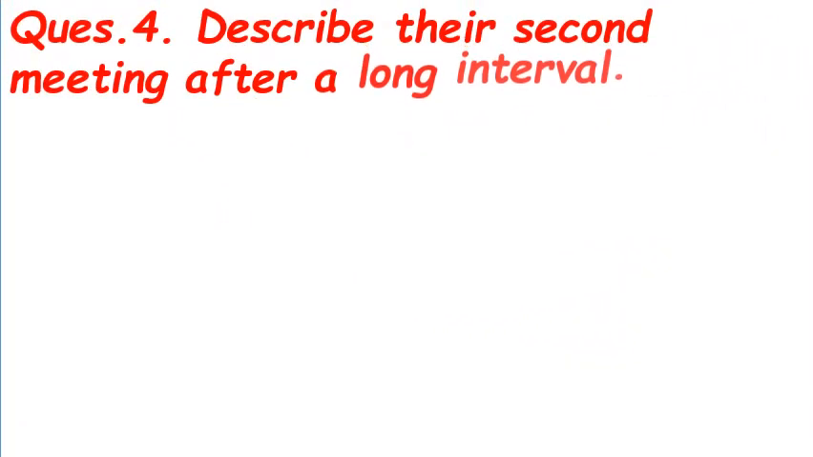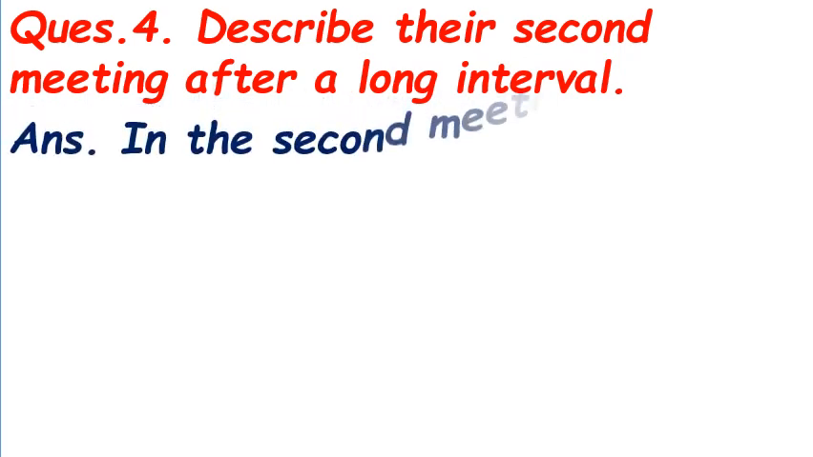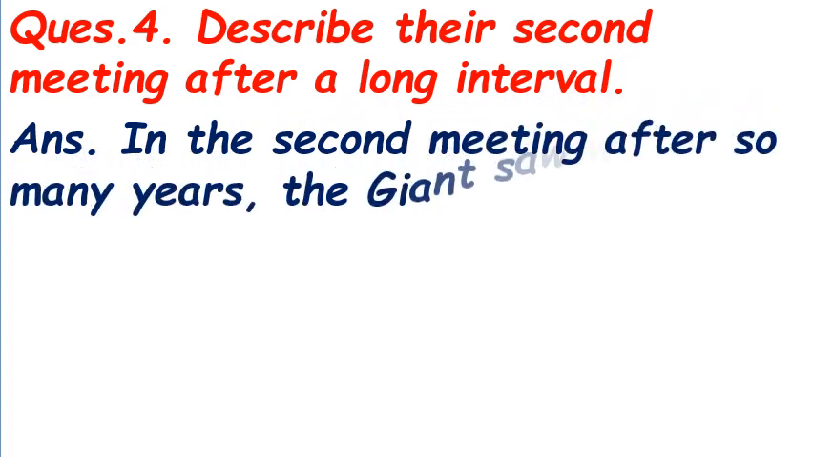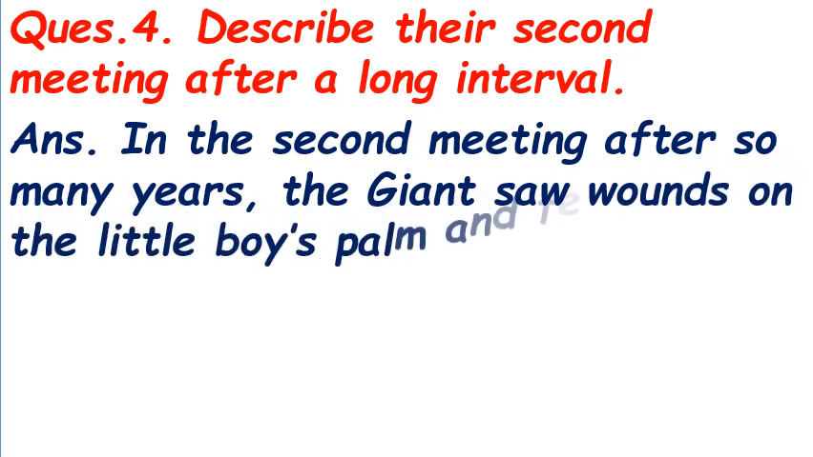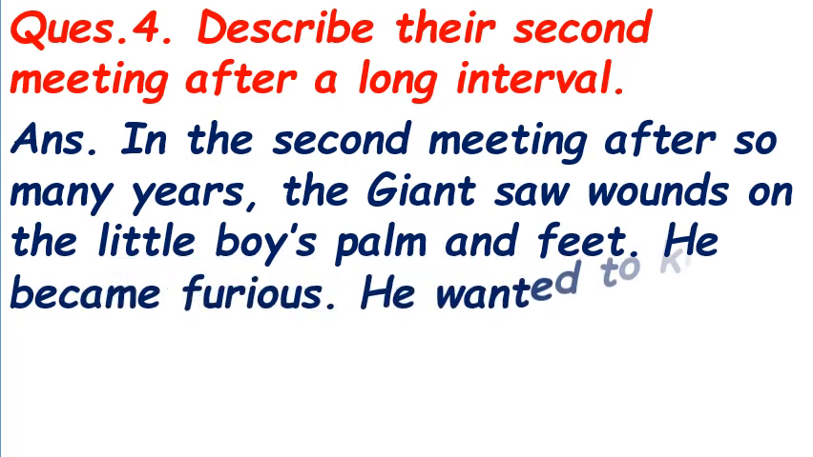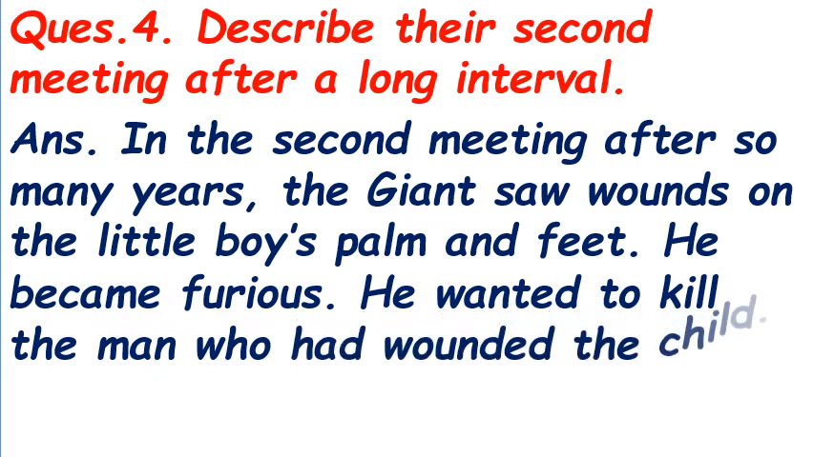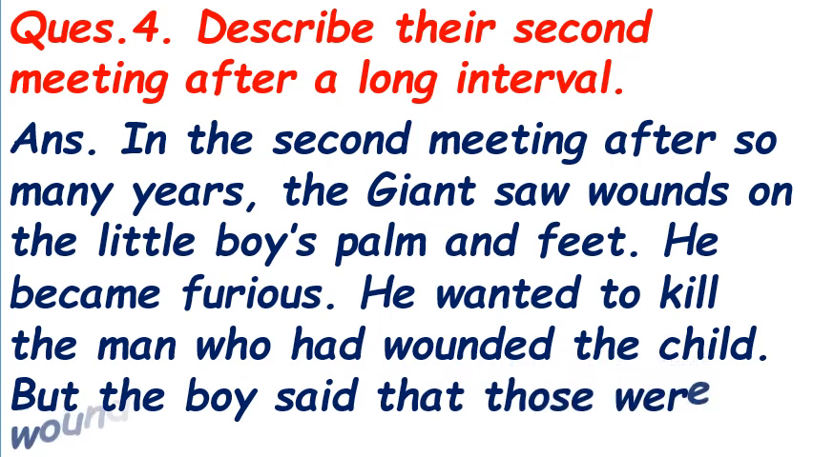Question number 4 is, describe their second meeting after a long interval. The answer is, in the second meeting, after so many years, the giant saw wounds on the little boy's palms and feet. He became furious. He wanted to kill the man who had wounded the child. But the boy said that those were wounds of love.